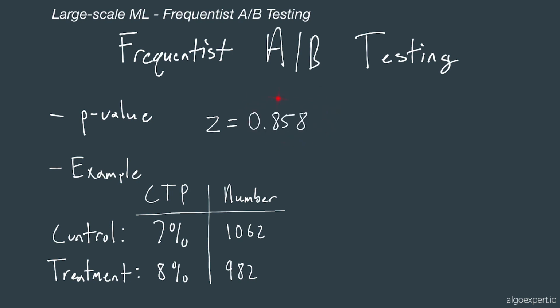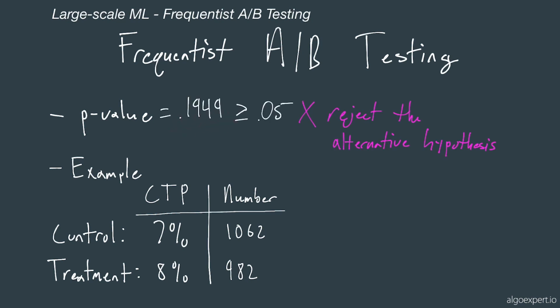So what do we actually do with this? If we take this value and look it up in the one-tailed z-score table, we'll see that we get a value of 0.1949. This is greater than our p-value requirement of 0.05. What this means is that the differences that we see between the two groups in terms of click-through probability or the number of participants in each experiment group don't create a difference that is statistically significant.